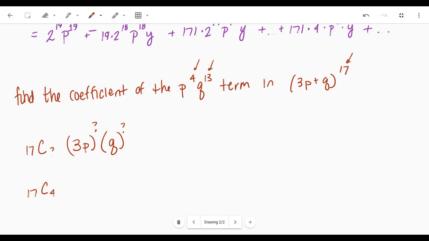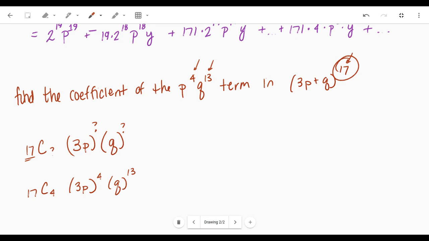Okay, and then I'll have 3p to the 4th, and then q to the 13. Okay, so that's all I have to do. We'll do a couple examples here, but that's all they're going to do here. Okay, so all you need to do is figure out that since this is a 17, this is going to be a 17. And it really doesn't matter which one. You could choose 13 if you wanted to, because of the symmetry that I just showed you above.